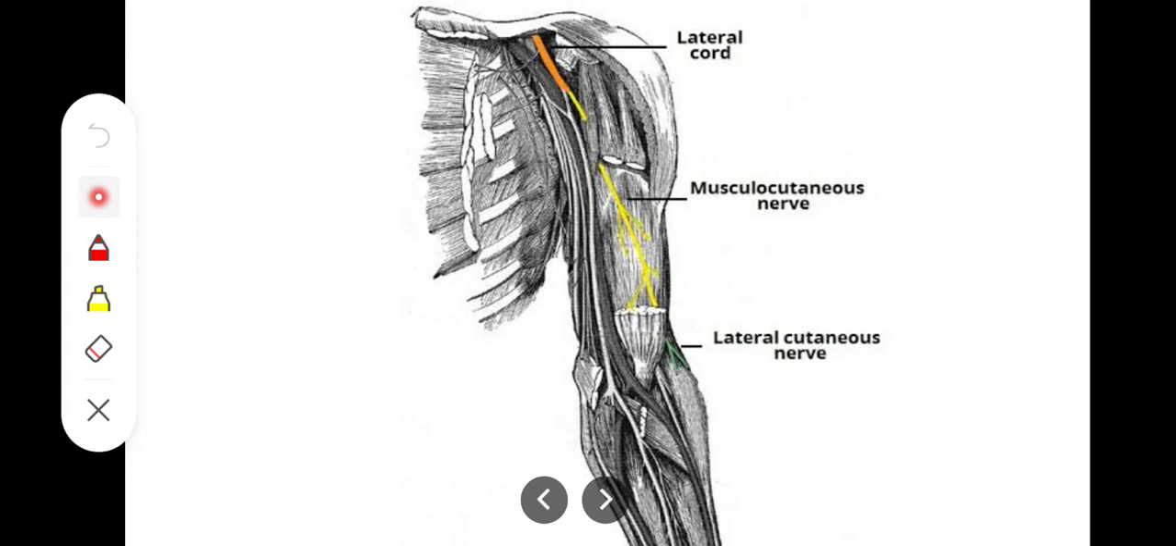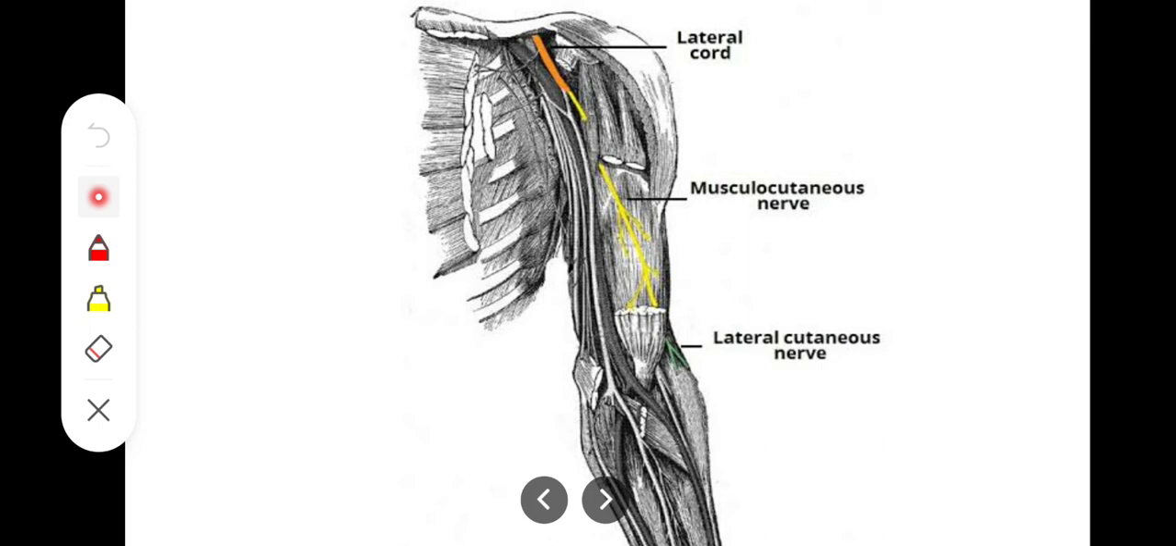So when it's in the axilla, when it is just arising from the lateral cord, its relations are such that anteriorly we have the pec major as expected, posteriorly we have the subscapularis, medially we have the axillary artery, the third part of axillary artery, right? And laterally we have the coracobrachialis muscle, which it will later pierce to enter the arm region.